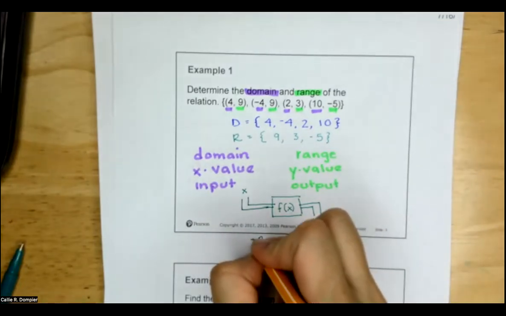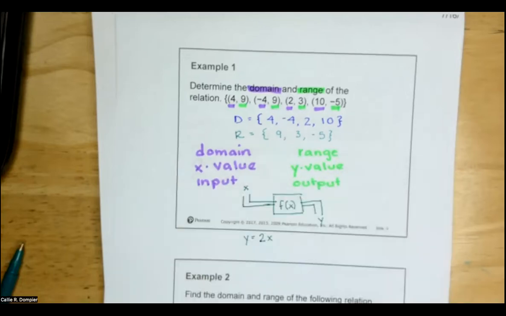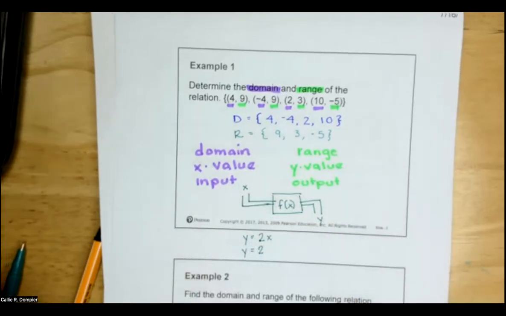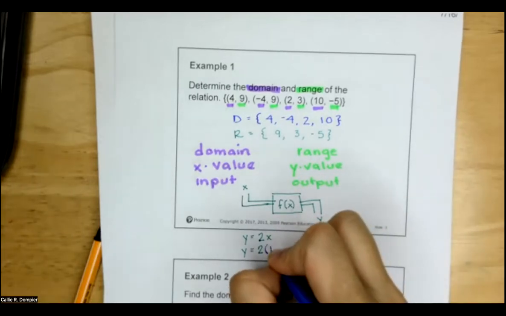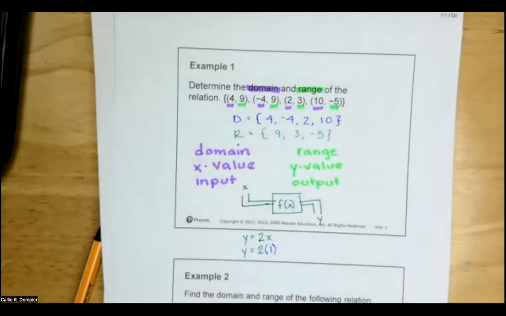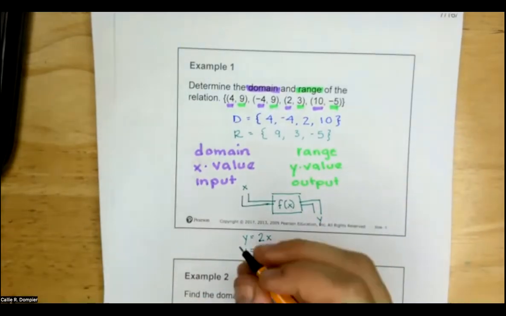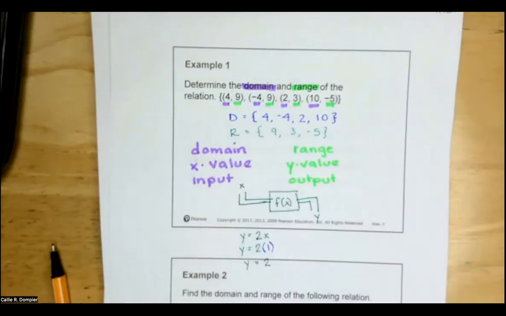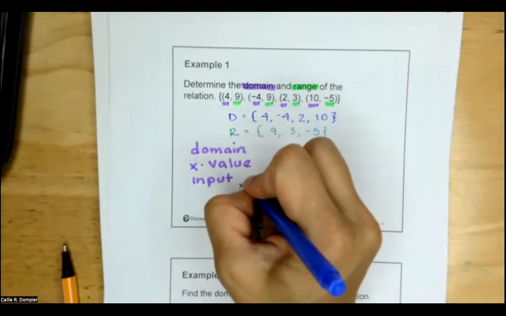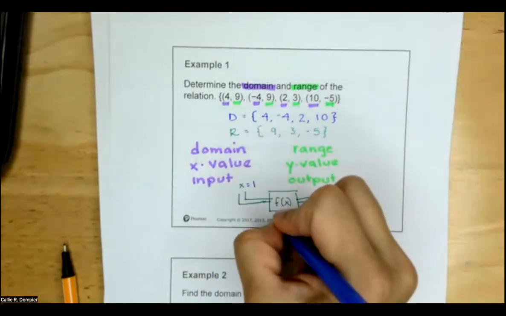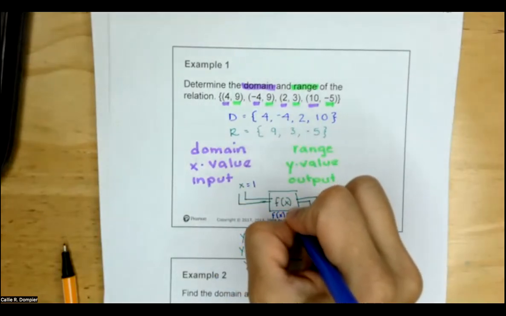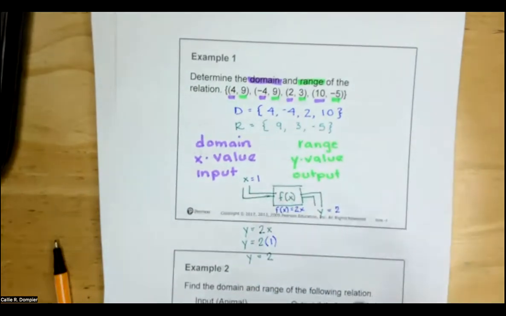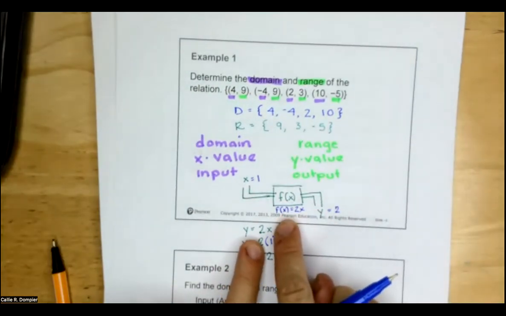I think we said y equals 2x. If I input the number 1 into the machine, I get y equals 2, right? So I put in a 1. If f of x is equal to 2x, my output will be a 2. And remember, f of x is the same as y.